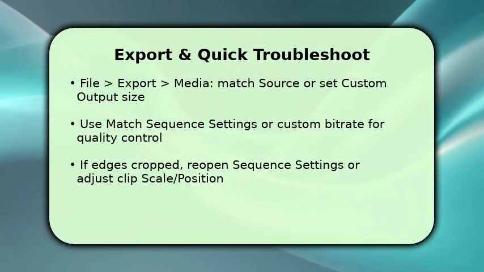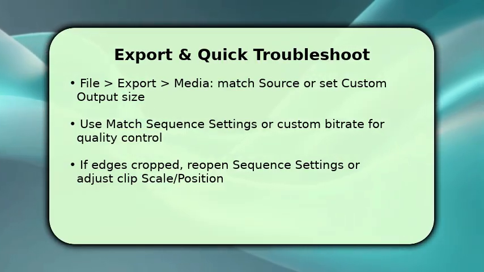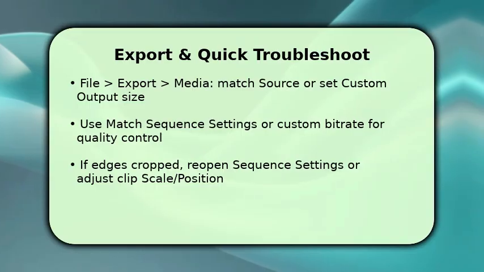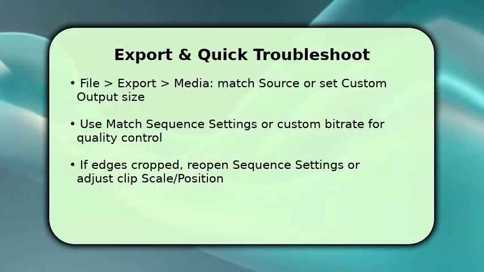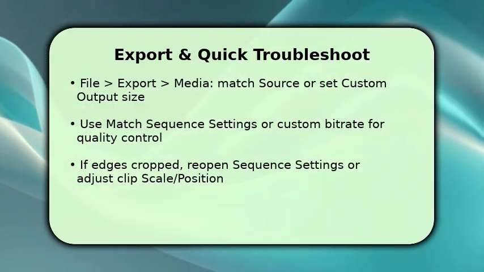File, Export Media, then either match sequence settings or define a custom output. Pick a bitrate appropriate to deliverable so quality stays intact. Higher bitrates preserve detail when you upres. Once exported, verify edges and motion.